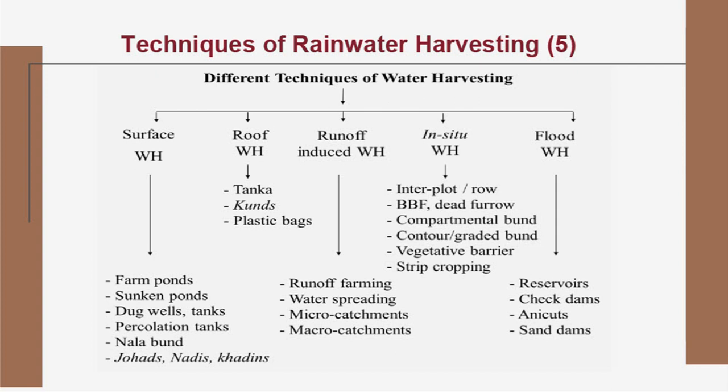Interplot or inter-row harvesting. BBF means broad bed furrow system, dead furrows, compartmental bunds, contour and graded bunds, vegetative barriers, strip cropping. For details on these kinds of structures, students are advised to consult any book on dryland agriculture or any chapter that gives information on rainwater harvesting. Then there is flood water harvesting.